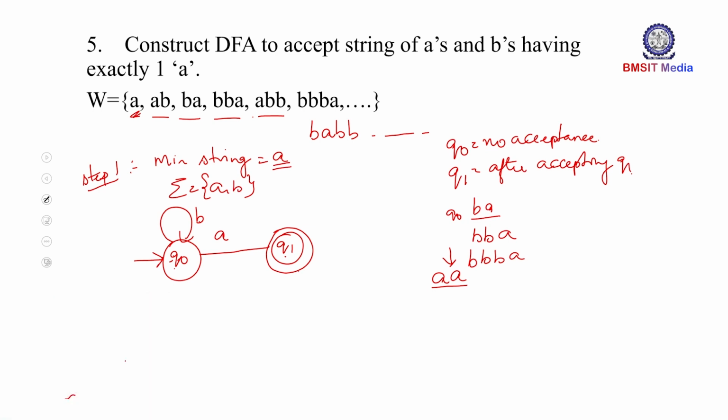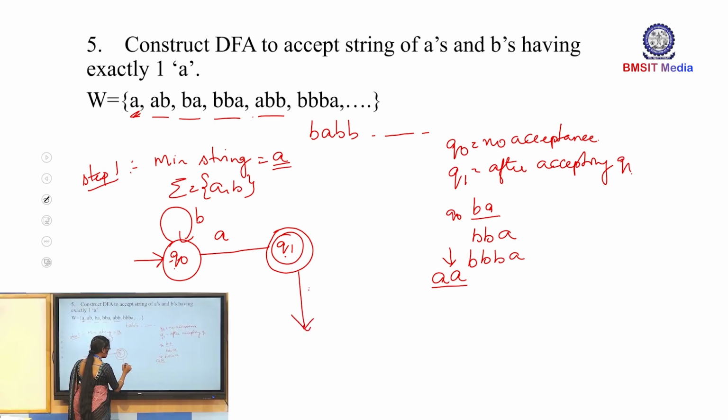So what I can do is, on making a transition on A from the state Q1, if I see one more A, I go to a state Q5, and this state is called a trap state. So in the trap state, no other transitions can happen here.